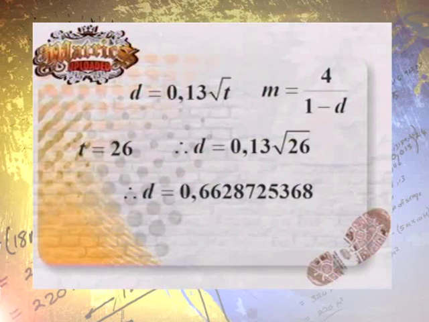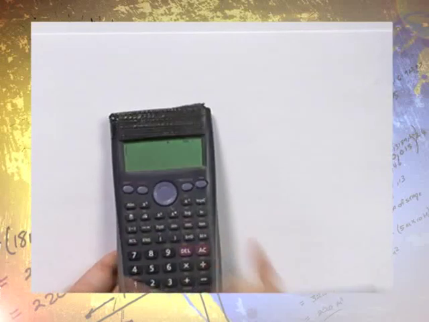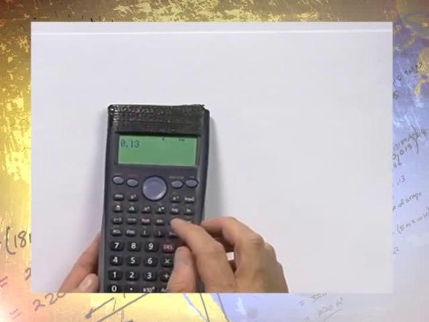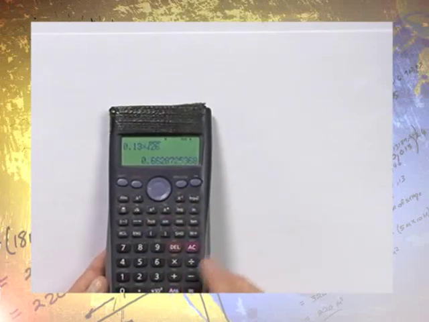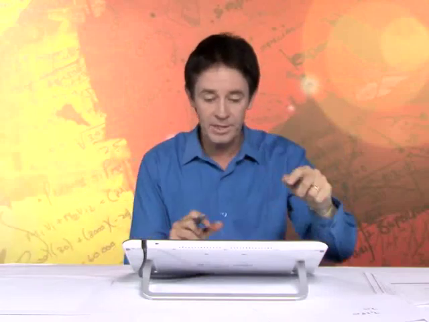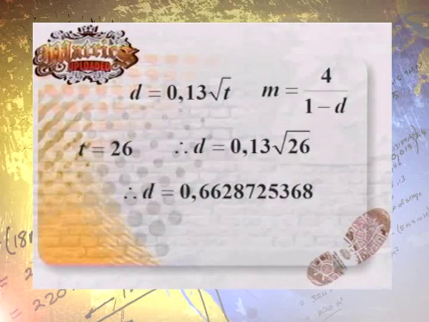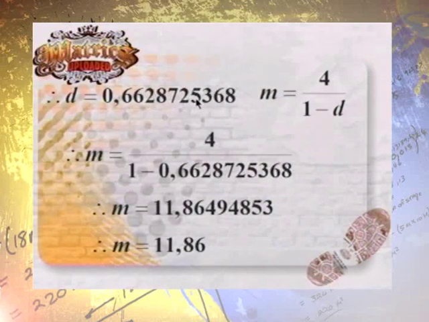Have a look here. There's our formula for d, 0,13 root t, and there's our formula for mass. We're given t equals 26 seconds. If you plug it in there, let's see what we get. Let's go to the calculator quickly. We've got 0.13 multiplied by the square root of 26. It gives you this decimal, 0.66 going on. Now watch this. Keep the d as this full decimal. If we go to the slide again, keep it as that. Now, if you put into the calculator 4 over 1 minus this whole thing and work it out, you get 11.86. That's the mass of the object.